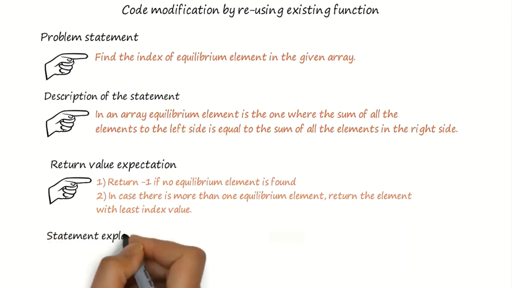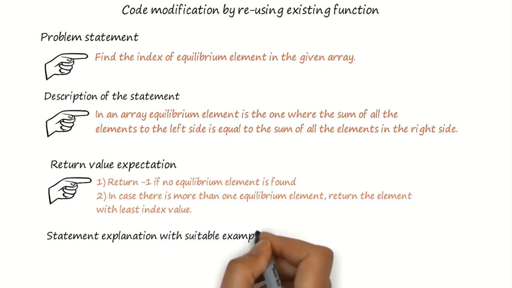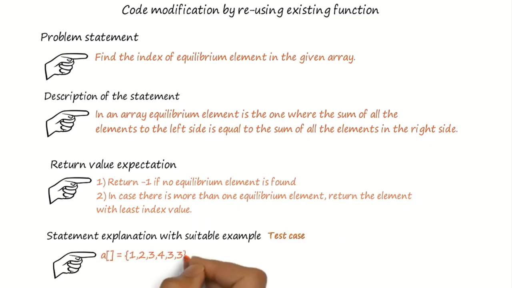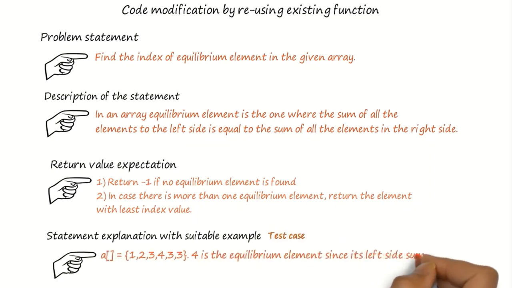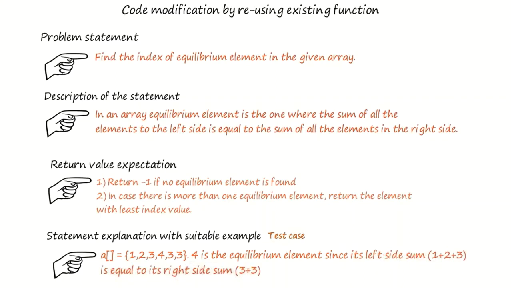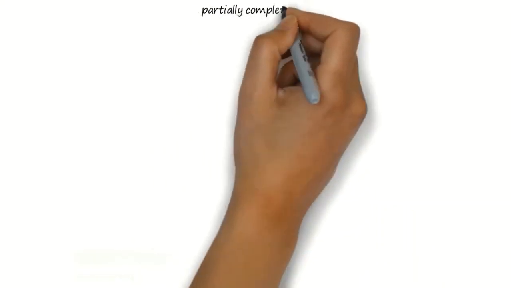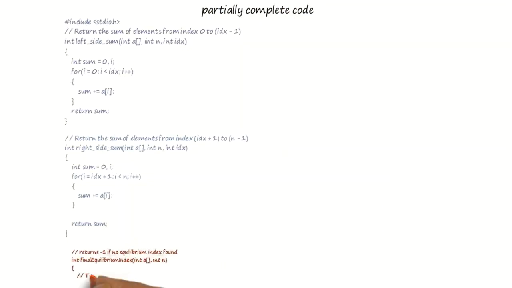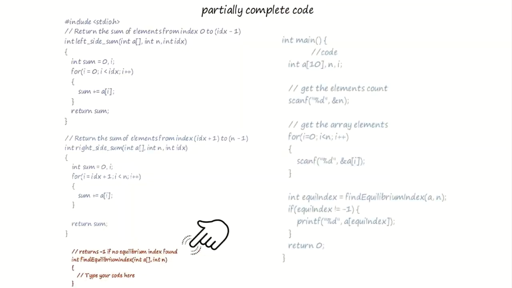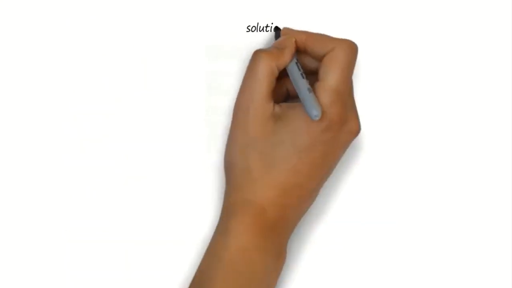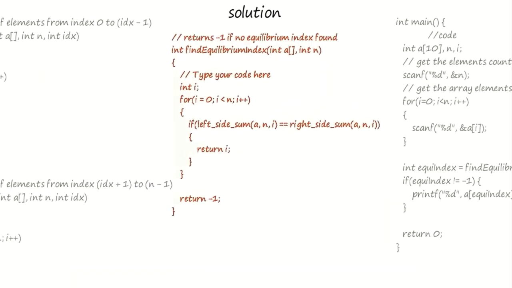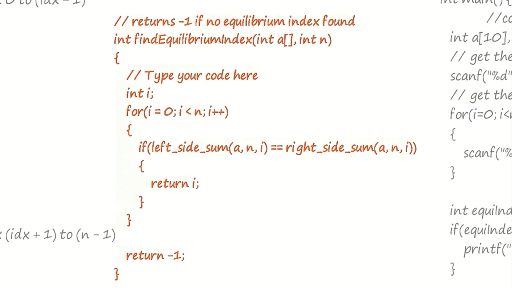Also, a test case will be provided. Test case is basically an explanation of the problem with an example. Here at left side of 4 we have 1, 2, 3. Adding them we will get 6. Also at right side of 4, if we add 3 plus 3, then we will get 6. 4 is the equilibrium index point. Now a code will be given where it will be marked that which part you have to implement via function. Here is the solution function that you have to design. Now I will explain a trick to design this type of function code.